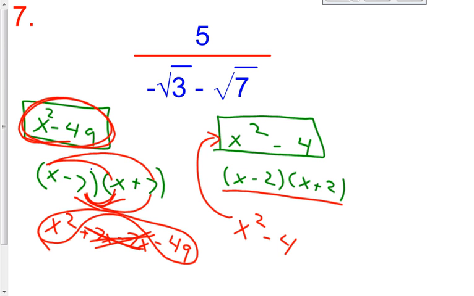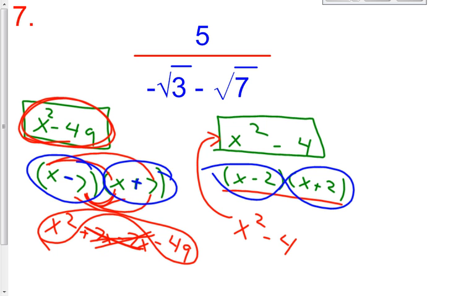And what is the difference between this binomial and this binomial? The only difference is that this is a negative sign and this is a positive sign. So class, these blue circles that I have up here are called conjugates. Conjugates are a binomial pair that are almost identical except for one difference. The sign in between the first term and the second term is different. One of them is negative, one of them is positive.